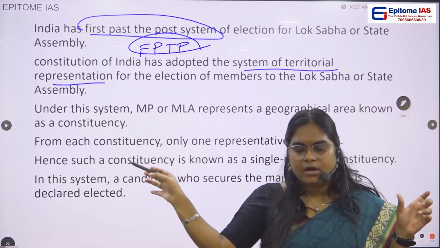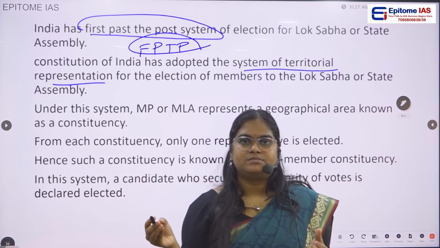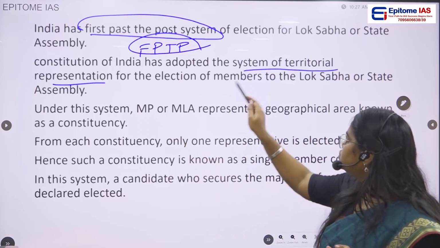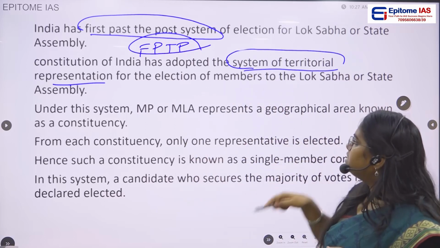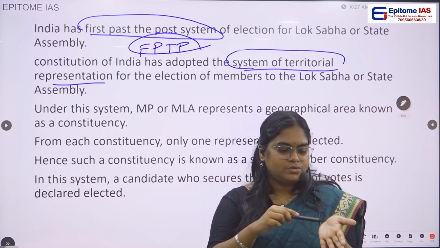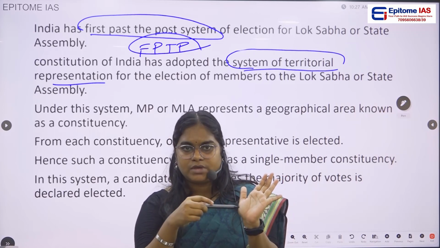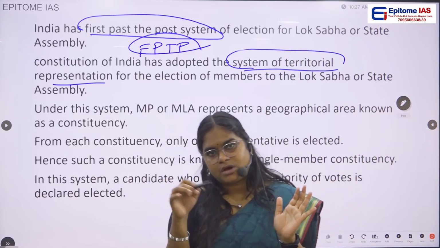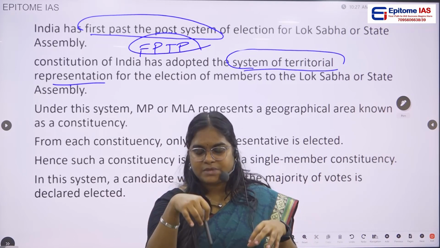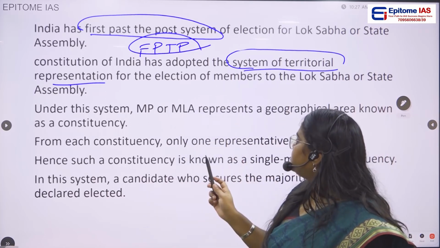So in the case of both the Lok Sabha selection and the state legislative assembly, the Constitution of India provides for the system of territorial representation, which means each part is divided into constituencies. Okay, the whole of India is divided into constituencies, and each constituency is represented by a particular member. So that is territorial representation.